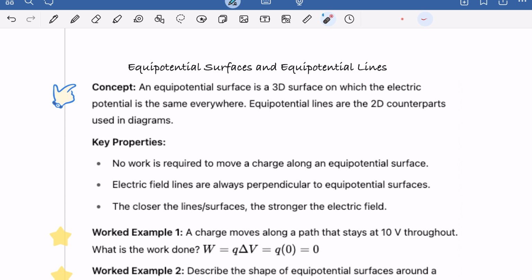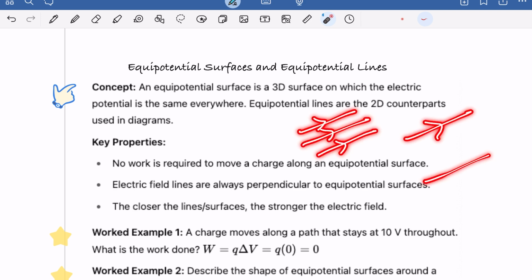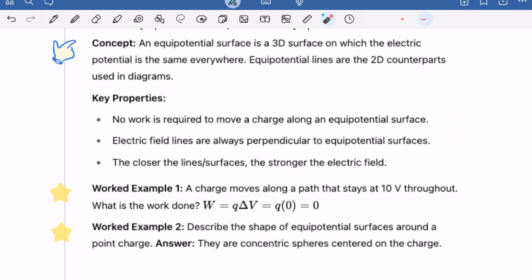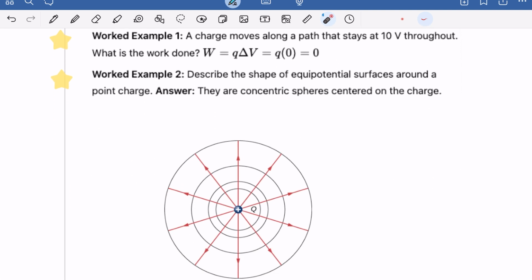And electric field lines are always perpendicular to equipotential lines. Now, I already said that. And then the closer the lines, the stronger the field. If you draw the lines very close to each other, it means it's a strong field. If you draw them further away, that's a weaker field. All right. So we looked at this again. Know that the black lines show the equipotential surfaces around the point charge, while the red lines give the electric field, and they are always perpendicular to each other.